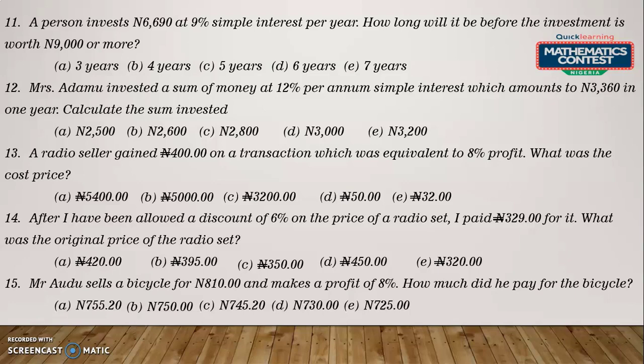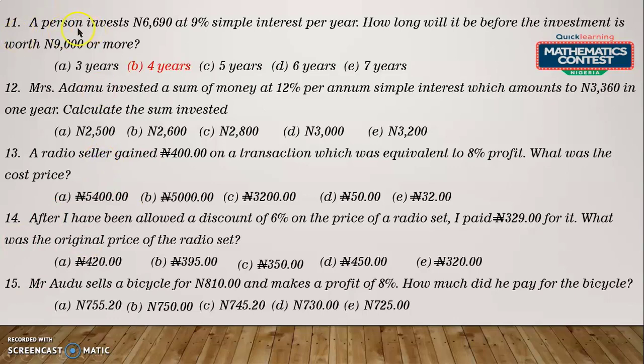Okay, time's up. Now the first one, a person invests 6,690 at 9% interest per year. How long will it be before the investment is worth 9,000 naira or more? The answer in this case is actually 4 years. And how do we solve it?